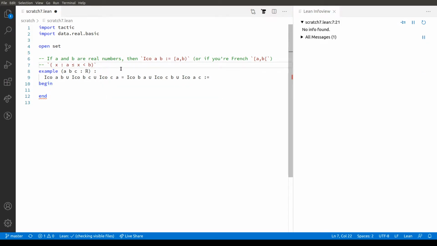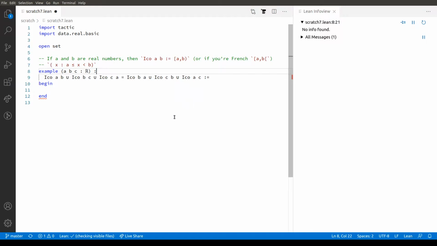This question came up on the Zulip chat this week, and I thought it was quite interesting. It's about semi-closed or semi-open intervals. If A and B are real numbers, then we can define this interval, square bracket A, round bracket B, to be the x's which are at least A and also less than B. And this definition makes perfect sense even if B happens to be less than A. Then it's just the empty set.